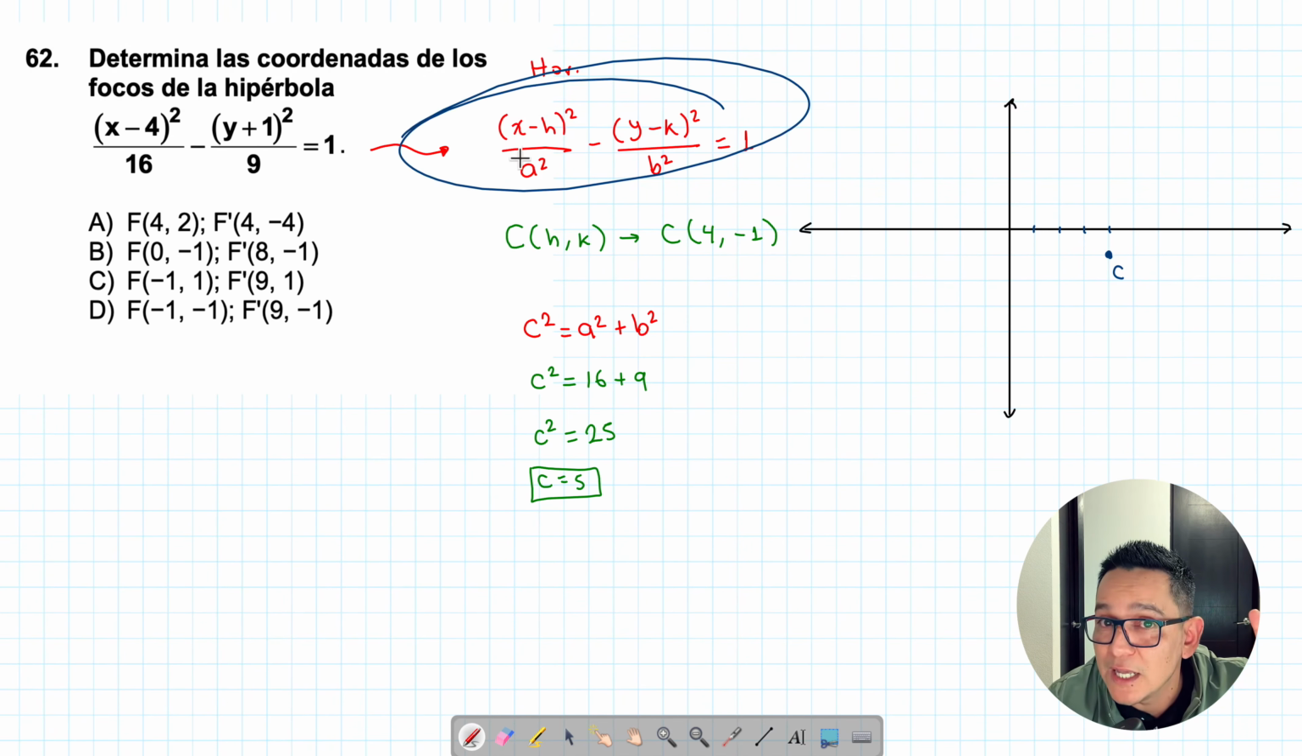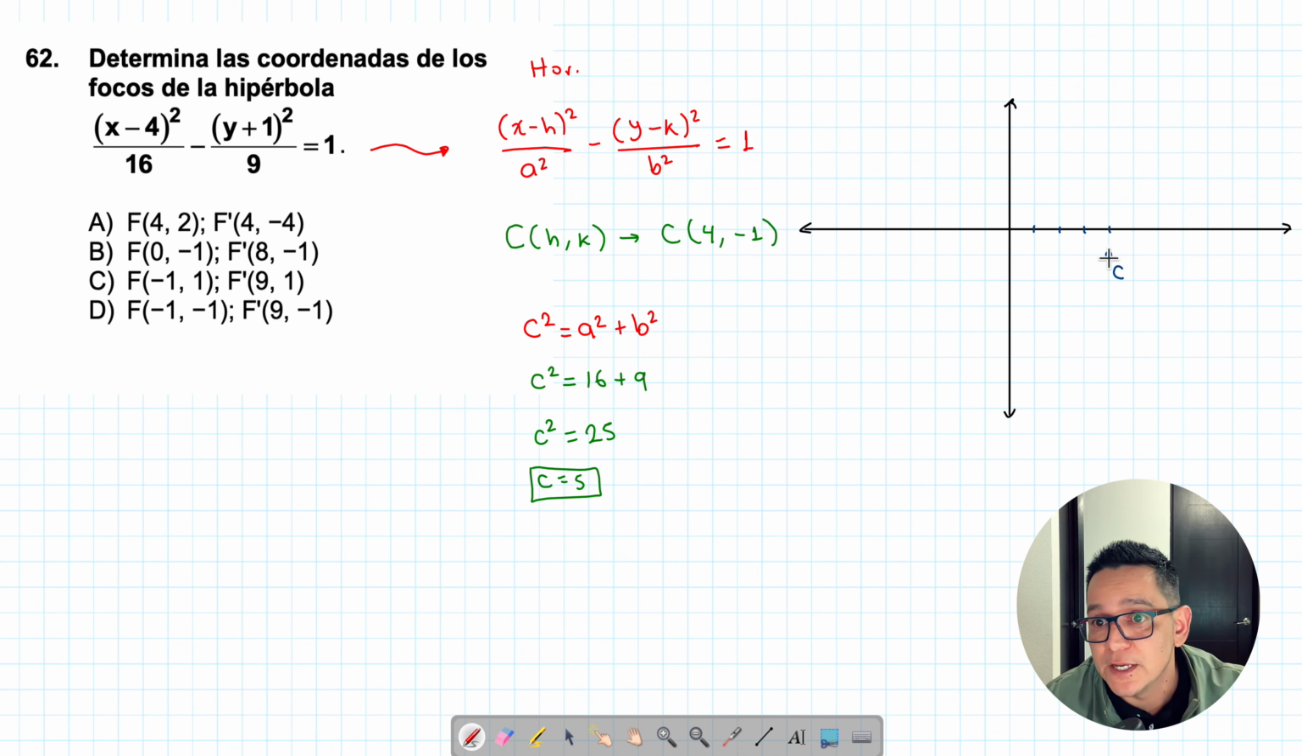Because it's horizontal due to its shape. Let's go 1 through 5. Here, so there will be one light and the other will be 5 to the right. 1, 2, 3, 4, 5. And then 1 down right. Here we have the other light.